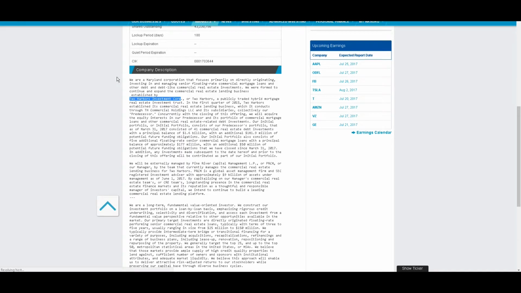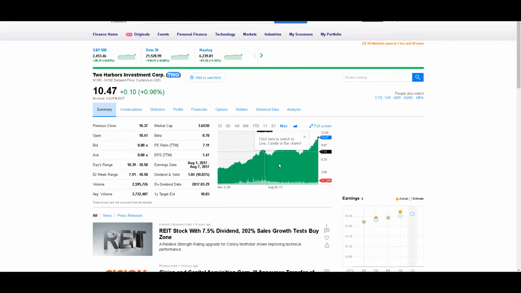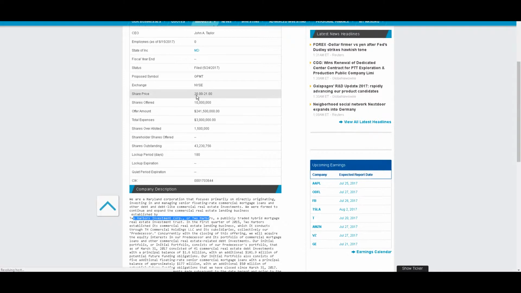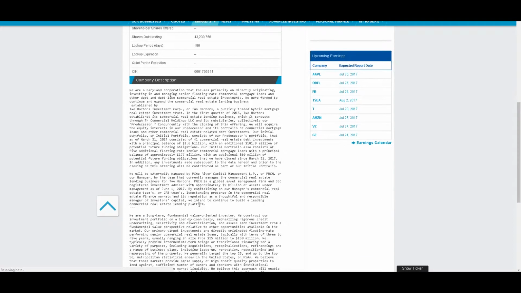So let's go back to here. Two Harbors Investment Corp. You can see it has actually gone up pretty well since the release. Even now, in June 2017, it's about $10.47, and they do offer a 10% dividend, so that might be where they're paying money out to investors. So with this one being released at 20, if they're not paying a 10% dividend or any dividend, they might actually hit that share price, maybe, who knows.